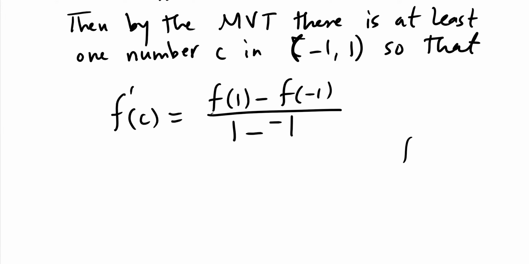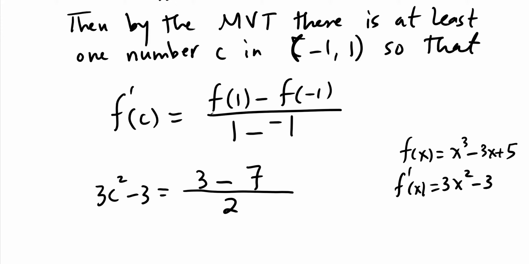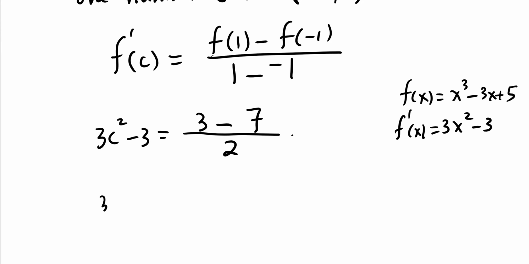So here on the side, I'm going to write the function again. It was x cubed minus 3x plus 5. The derivative of that function is 3x squared minus 3. We're going to substitute C in here, so 3c squared minus 3. F of 1, if we plug in 1 for x, you get 1 minus 3, negative 2, plus 5 is 3. Minus f of negative 1 is negative 1 plus 3, that's a 2, plus 5, 7, over 2. So then you get 3c squared minus 3 equals negative 4 divided by 2, which is negative 2.